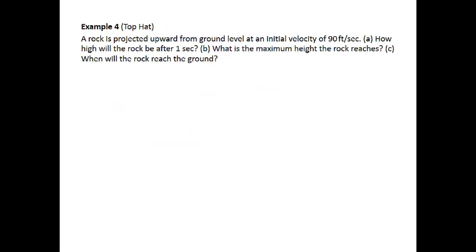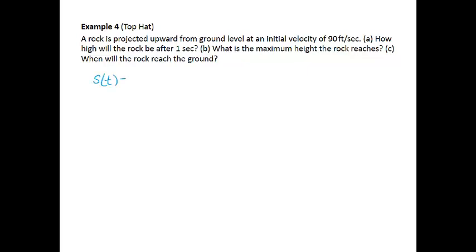An example that will involve that formula is this. A rock is projected upward from ground level at an initial velocity of 90 feet per second. How high will the rock be after 1 second? What is the maximum height the rock reaches? And when will the rock reach the ground? The first thing we want to do is to write a formula that represents the height of the rock.